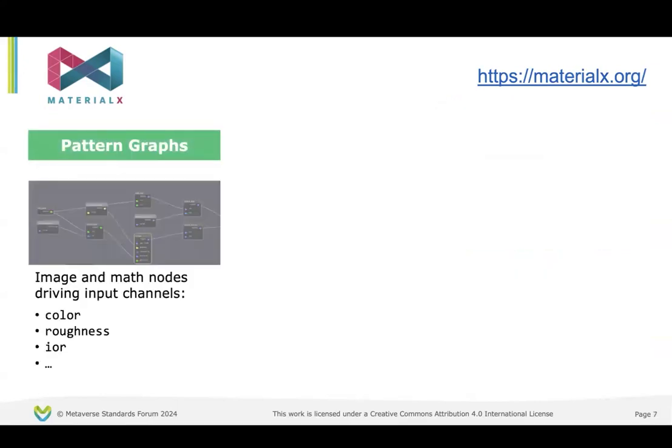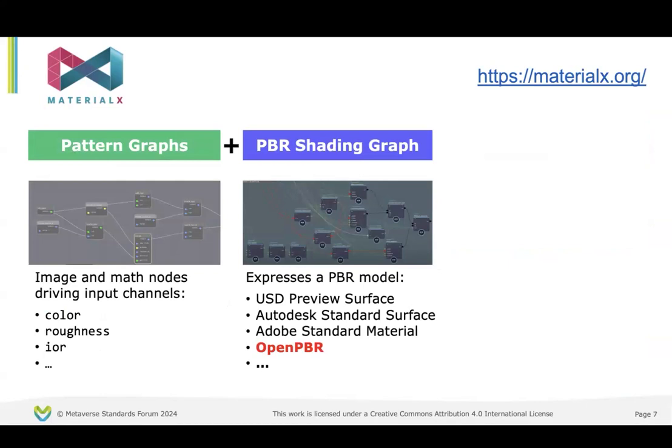The three main parts of MaterialX: you have the pattern graphs that describe the input to your shading model. So that could be image nodes or math nodes that describe any sort of procedural texturing that drives color, roughness, IOR, and other parameters. Then you have a PBR shading graph that expresses your shading model, and MaterialX can express all the commonly used shading models, from Autodesk Standard Surface, glTF PBR, OpenPBR, and so on.